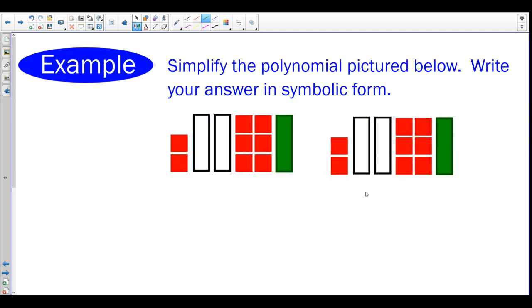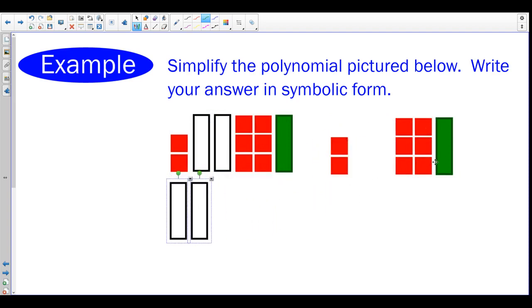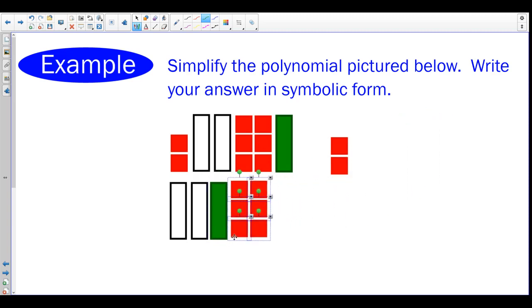What we're going to do here is take these two rectangles and combine them with this other rectangle. Then we're going to take these little red squares, I don't know how I thought they were white, those are little red squares, and combine them with these little red squares. Now all of our rectangles are together and all of our squares are together. Then we have to take a look at this and say, okay, are there any zero pairs? In other words, do I have a positive and a negative in each of the shapes?